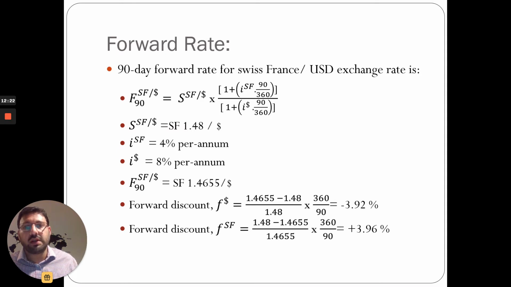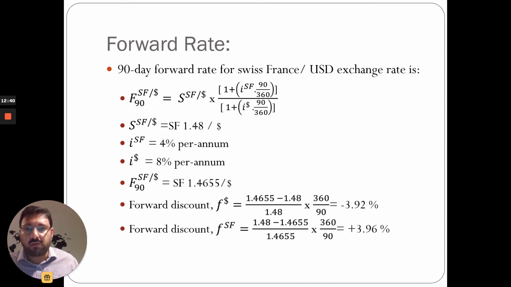So you have to convert over the 3 months period. And in the denominator, you have 1 plus the interest rate on the similar bond with similar duration and risk, 90 divided by 360.